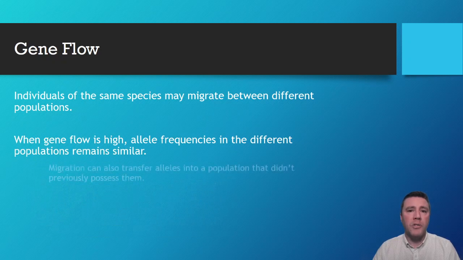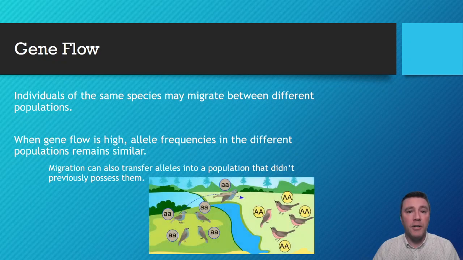Gene flow is also important in introducing a previously existing allele to a population that doesn't currently have it in its gene pool. This is exemplified by a homozygous recessive individual migrating into a population of entirely homozygous dominant individuals.